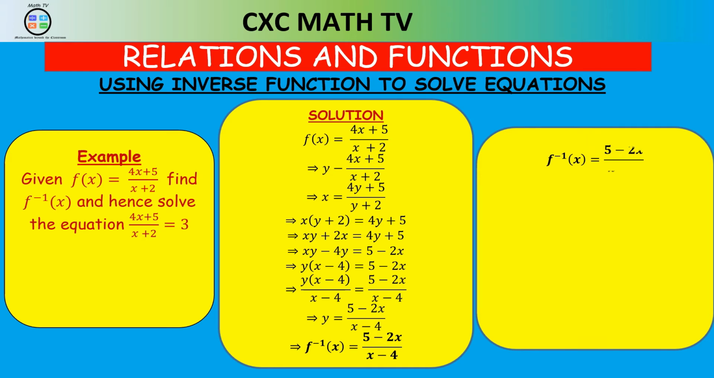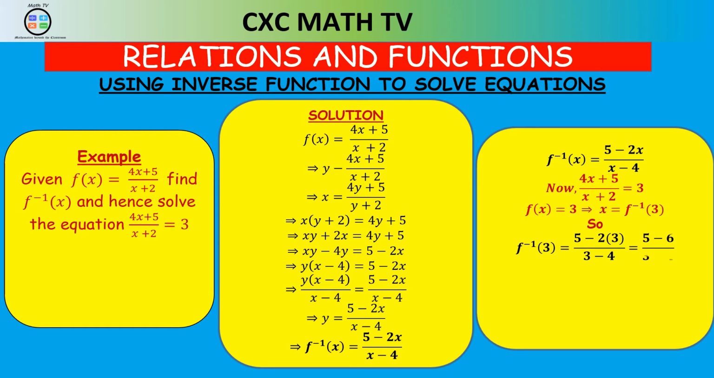Next, it said hence solve the equation (4x + 5) over (x + 2) equal 3. Now it said hence. Hence means it wants us to use the rule that we looked at a while ago. So remember, look at this: (4x + 5) over (x + 2) equal 3. So what we're saying is f of x equal 3. Using the rule, we're saying that x is equal to f inverse of 3.